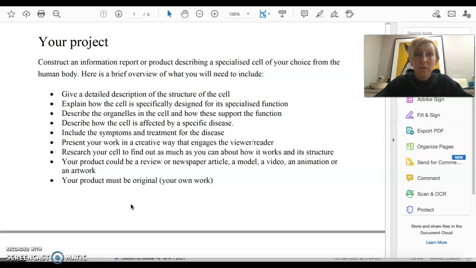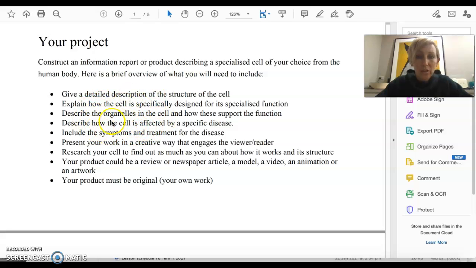So what is it that's special about that specialized cell? Explain how it's designed for its function. So you need to explain what the function of that cell is within a tissue, within an organ, and then describe the structure of that cell in that context. So how is it designed to do its specific job? What is it that makes that cell different? And how is that useful for its function?